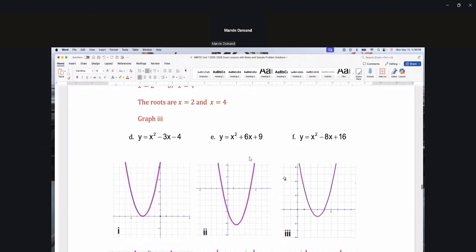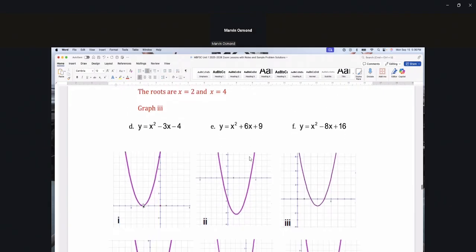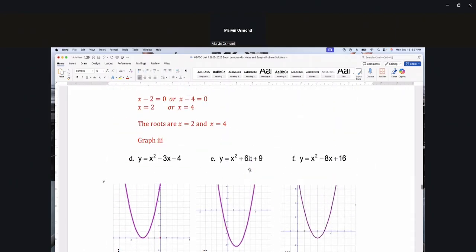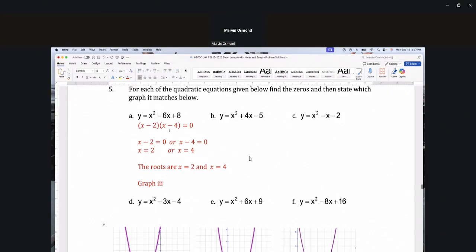So when I look at this one here, the vertex is right at negative 3. Nope, not 2 and 4. This one, the x-intercepts are 1 and 1, 2, 3, 4. That's not it. This one, the intercepts are 2 and 4. And that is indeed what we're looking for. X-intercepts of 2 and 4, which would be this particular one here. So the answer would be this equation represents graph number 3.